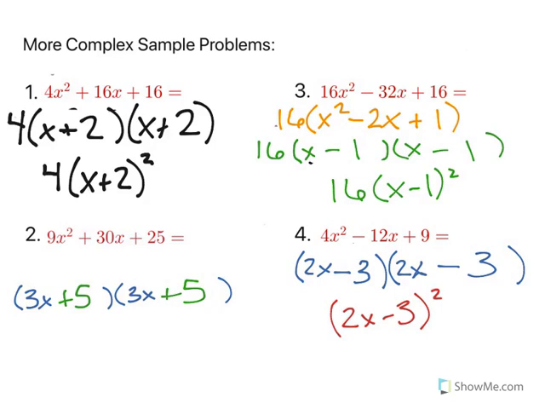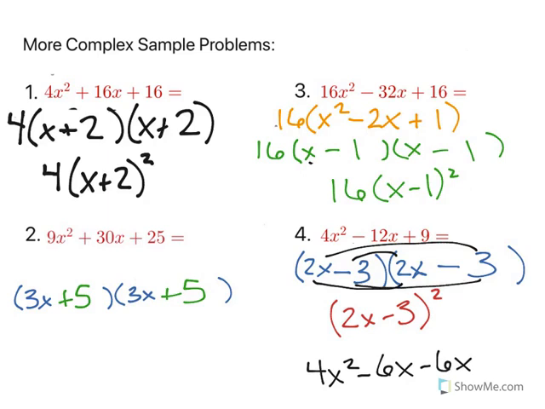So our first, which would be 2x times 2x, is 4x squared. Our outer, 2x times negative 3, is negative 6x. Our inner, negative 3 times 2x, is negative 6x. And our last, negative 3 times negative 3, is a positive 9. When we combine our like terms, we're going to get the negative 12x that we want, and our first terms and third terms already match.